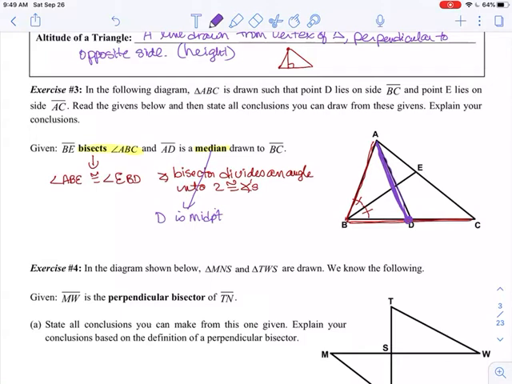Why do I know that? Because a median is a line drawn from the vertex to the midpoint of the opposite side. And if D is the midpoint, I know that BD is congruent to DC. A midpoint divides a segment into two congruent parts. So there are two conclusions I can draw just from that median.